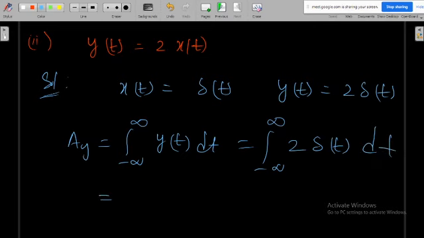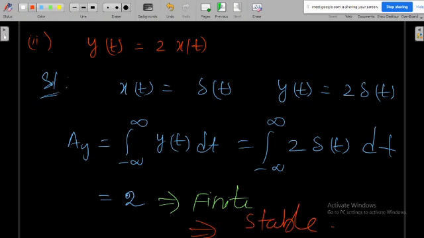What is the answer? 2, because 2 you can take out. Again, the integration from minus infinity to plus infinity of del t is equal to 1. Again, 2 is a finite value, so this is finite. Once it is finite, the system is stable. The system is stable. Okay, third question.